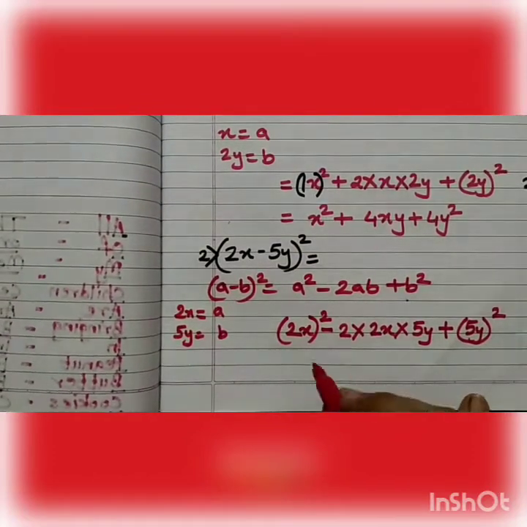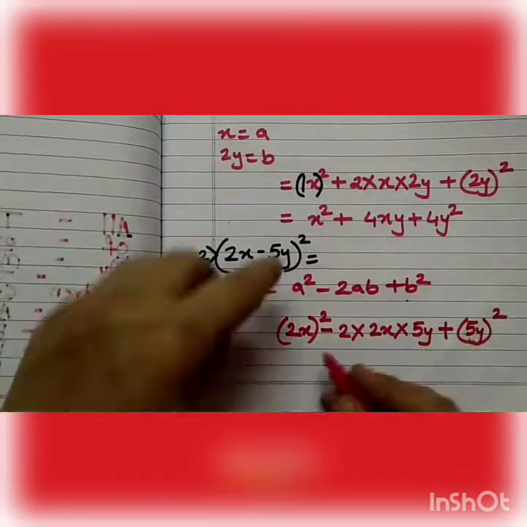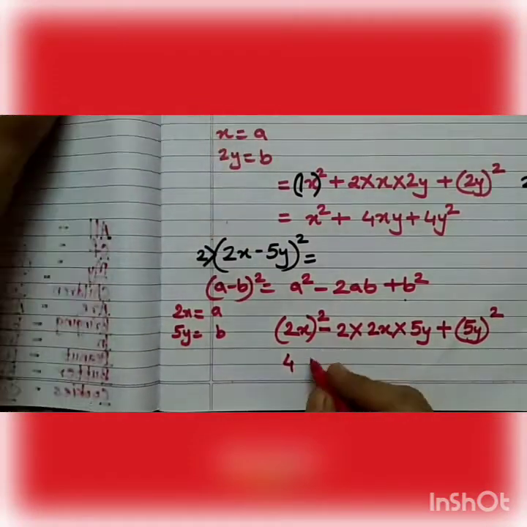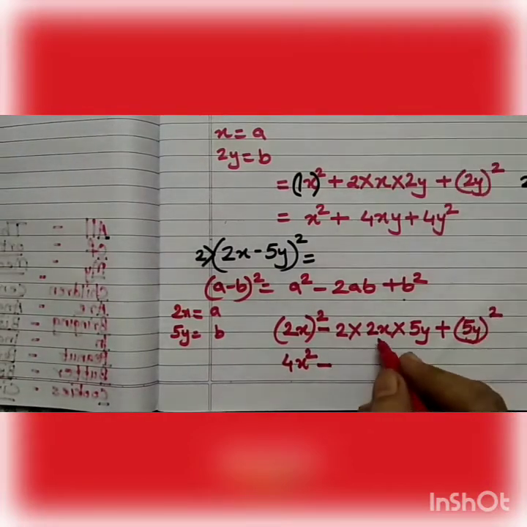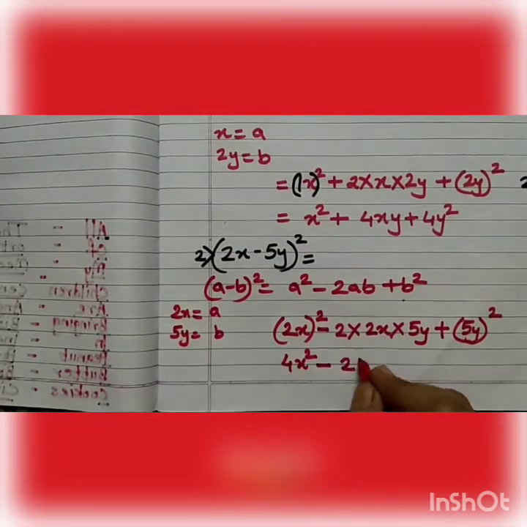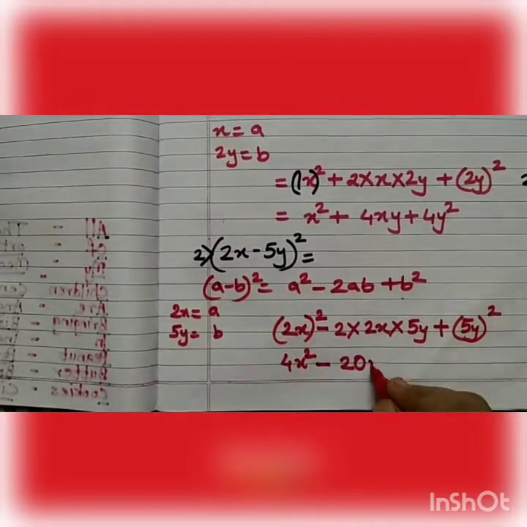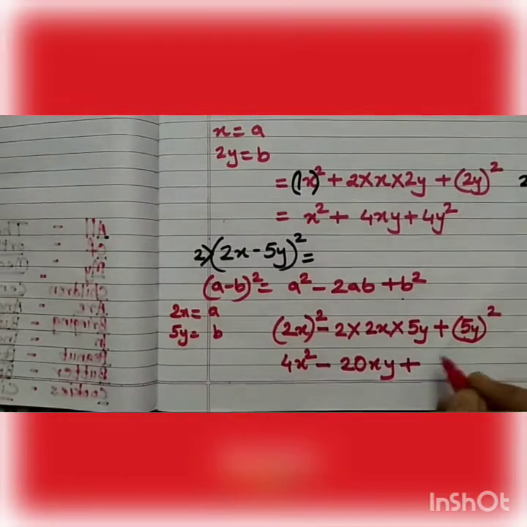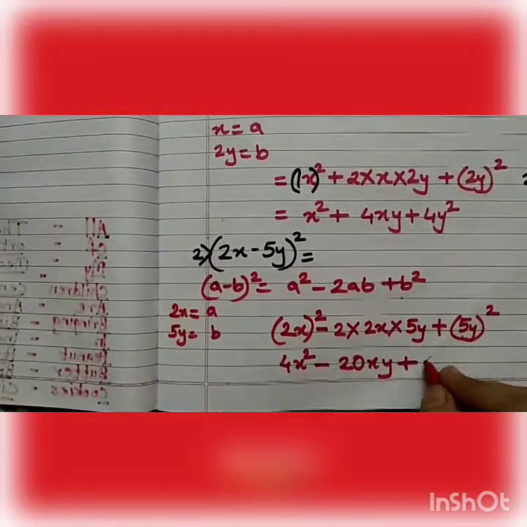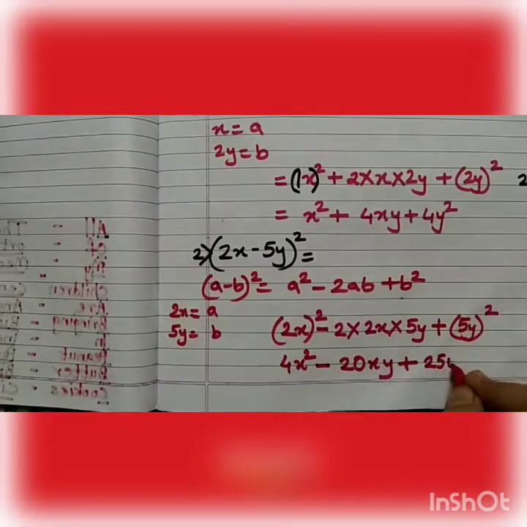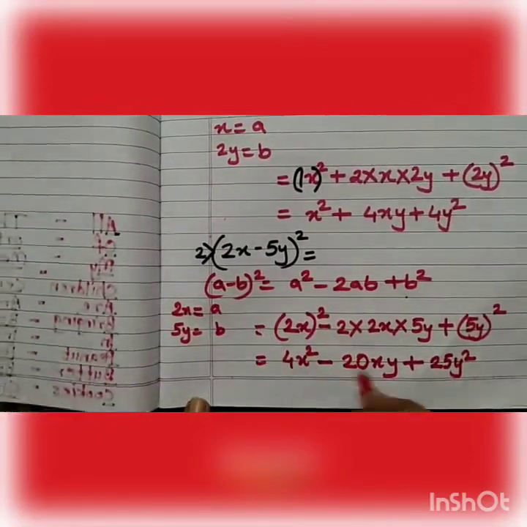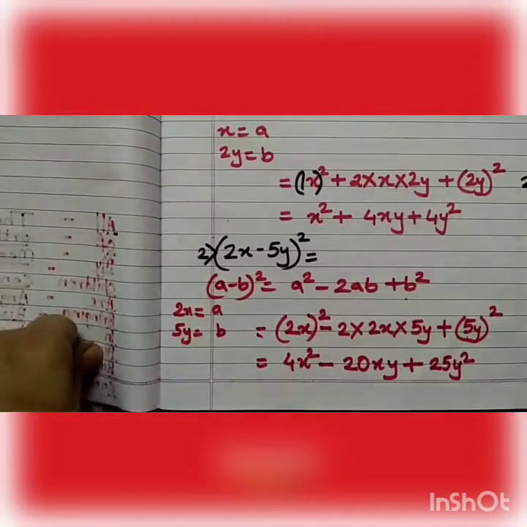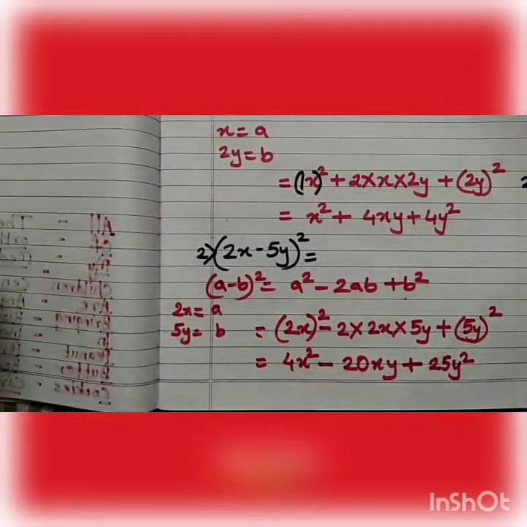Now we will open the bracket. So 2 square will give me 4, x square will give me x square, minus, now let us multiply the numbers. 5 into 2 is 10, 10 into 2 is 20, and x and y, so 20xy, plus 5 square will be 25, and y square. So our answer is 4x square minus 20xy plus 25y square.